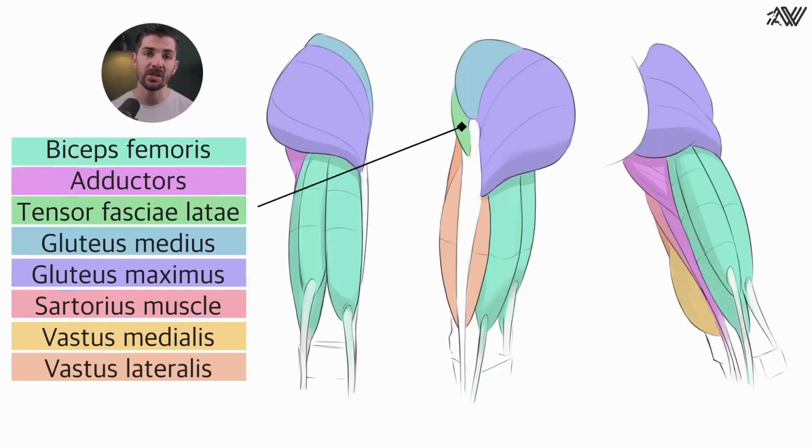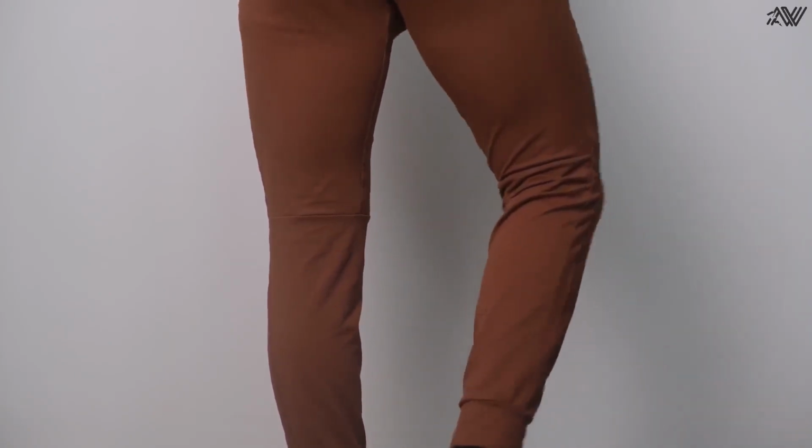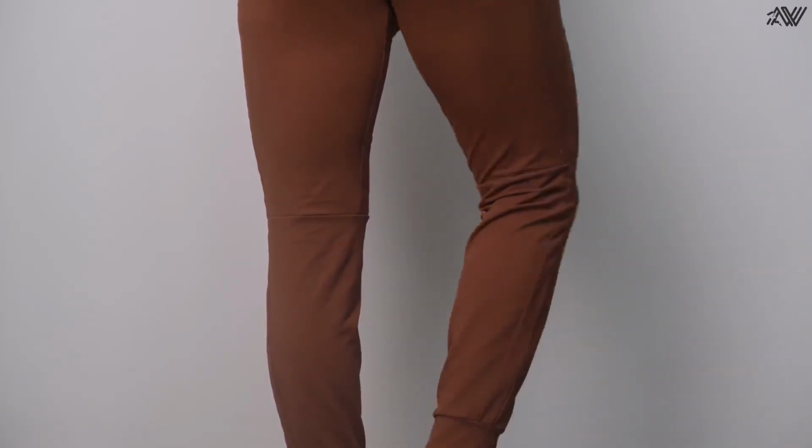On the lateral side of the leg, we can identify two more muscles. We have the tensor fasciae latae, a small muscle that sits in front of the glute muscles and runs all the way down from the pelvis to the knee joint. Its main function is to extend and externally rotate the leg around that knee joint.